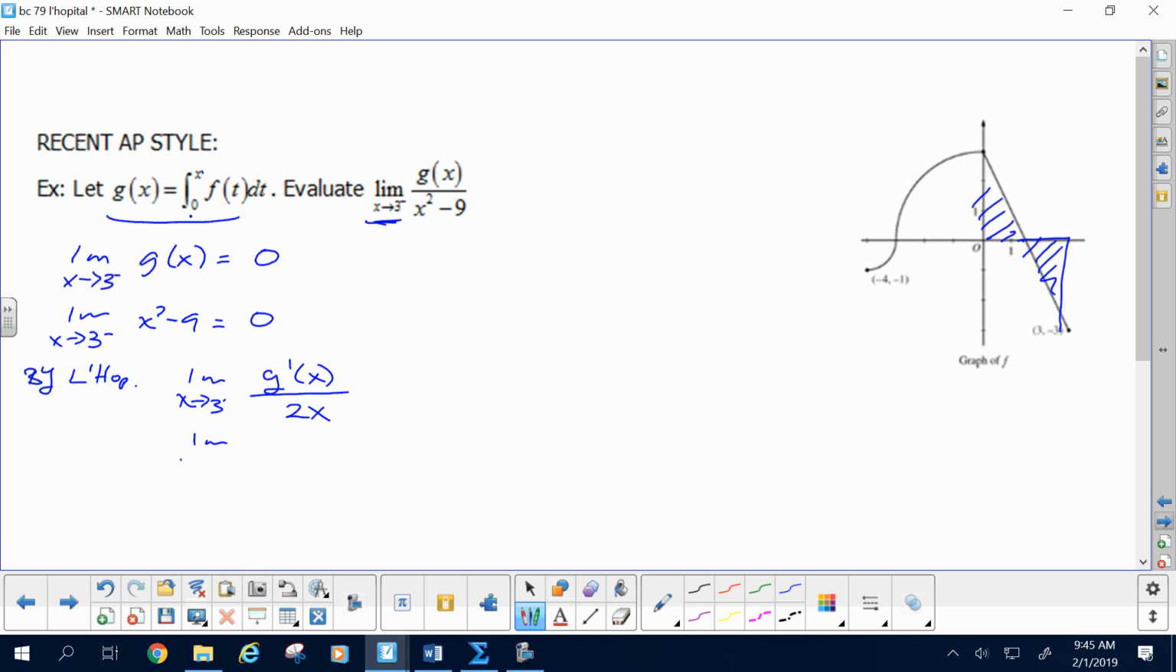So you would then communicate that to the person, say, hey, g prime is the same as f, 2x stays the same. Now let's see if we can evaluate. At 3, what is f at 3? Is that the area, or is it just the point? The point. F at 3 is negative 3. What about the denominator? What does it go to? 6. And so our answer is negative 1/2. Okay? Are you tracking?